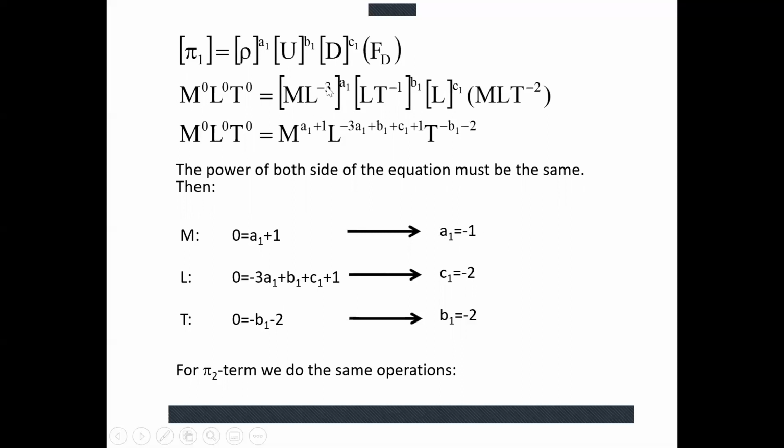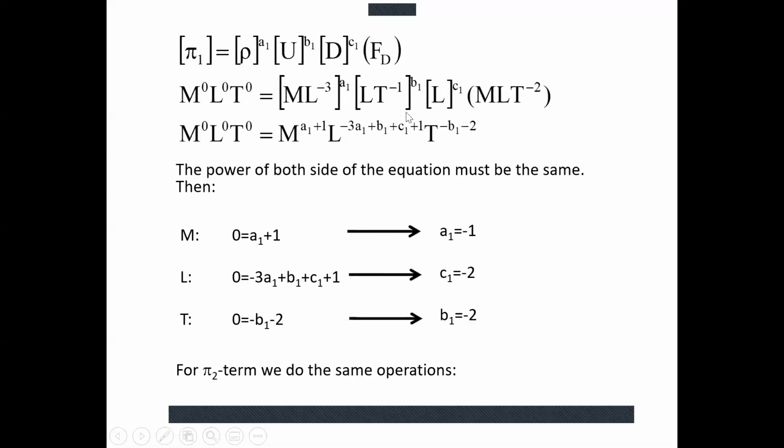Similarly, have a look at the power of L on the right-hand side. We have minus 3a1 from the first term. From the second term, we have plus b1. From the third term, we have plus c1. From the fourth term, we have plus 1. This summation should be equal to 0. Let's leave it for now because we have two unknowns besides a1.